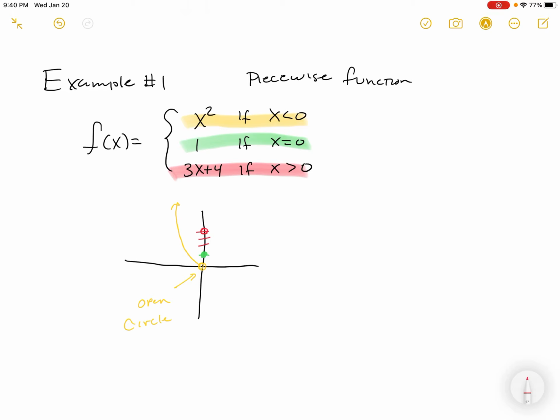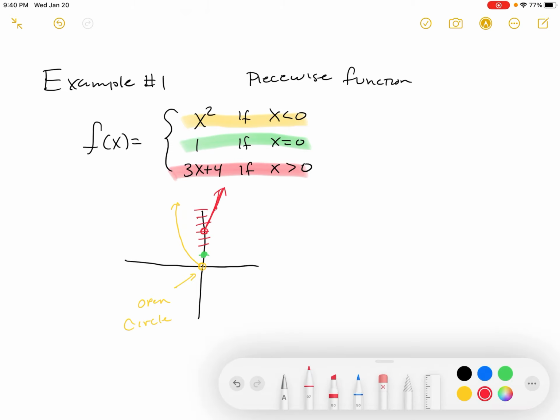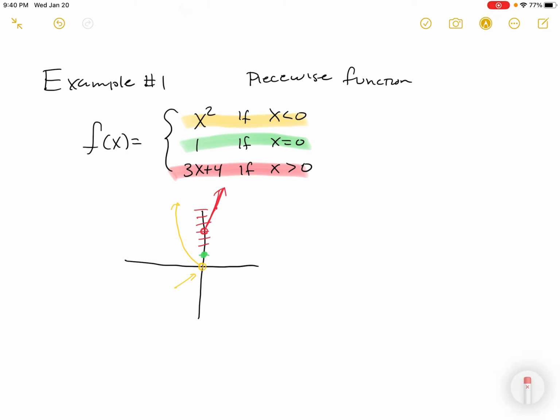So what does the slope of 3 mean? Up 3 and over to the right 1. Put a dot, and you just get this nice sketch of a line coming right up here. That is the graph of the piecewise function. I'm going to take off this part that says open circle. That's the graph of that piecewise function.